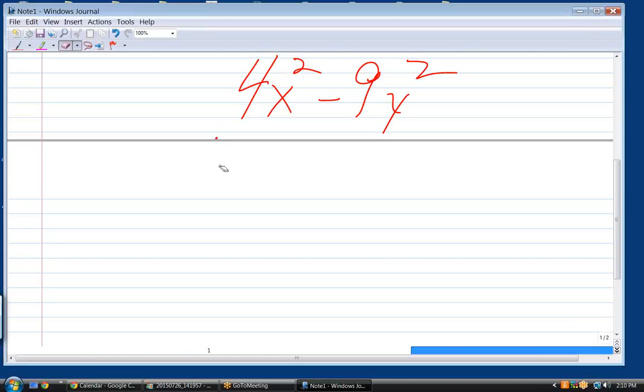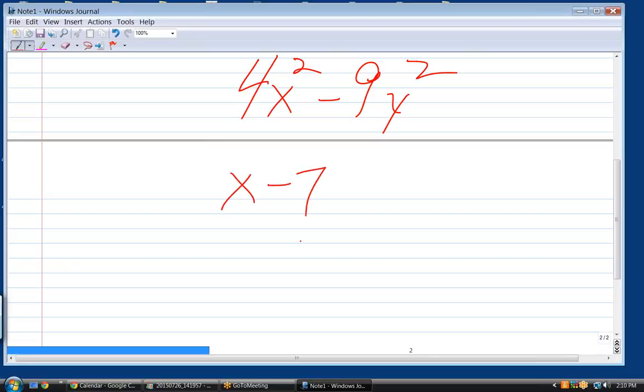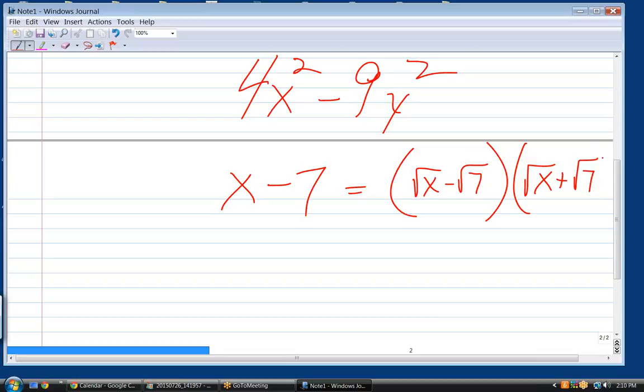And in actuality, it doesn't actually have to be perfect squares. If I wanted to factor that, that's not the difference of perfect squares, but I know it factors into the square root of x minus the square root of 7 times the square root of x plus the square root of 7. So they call it difference of perfect squares only in the beginning of algebra. It actually works with any expression.